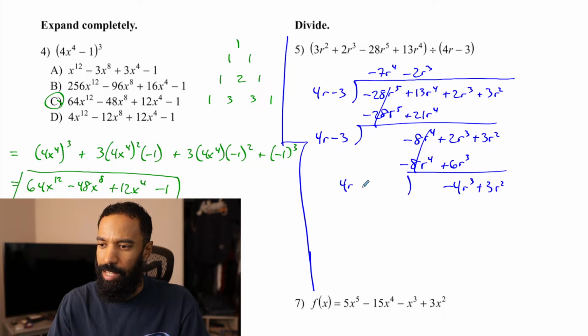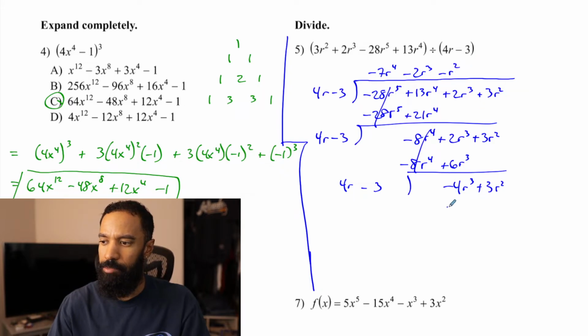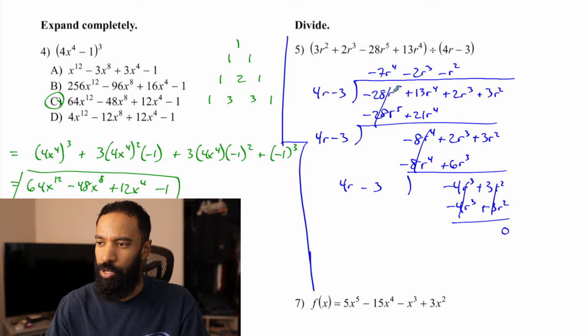And then 4r goes into negative 4r cubed, negative 1r squared times. Multiply those guys right there. Negative 3 times negative r squared is positive 3r squared. Subtract those, you get your 0 remainder. So your quotient is this guy right here, and that's really all that's being sought out right there.